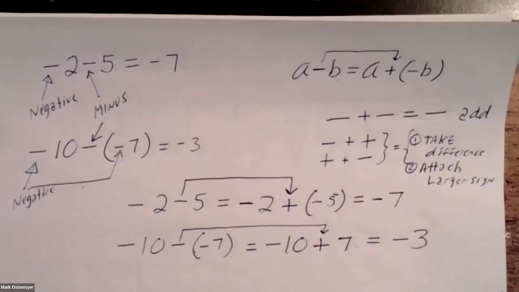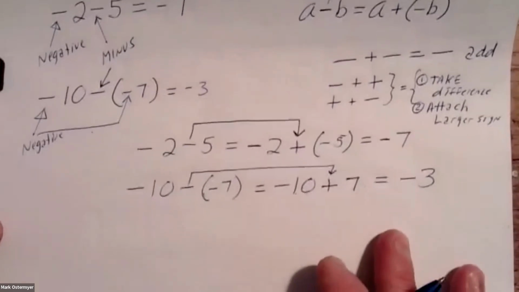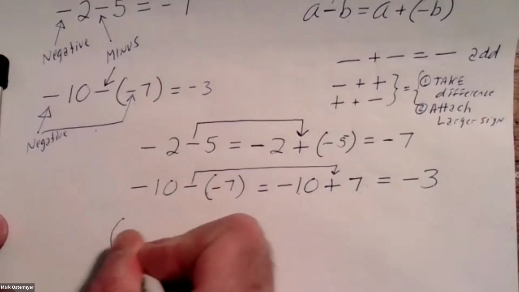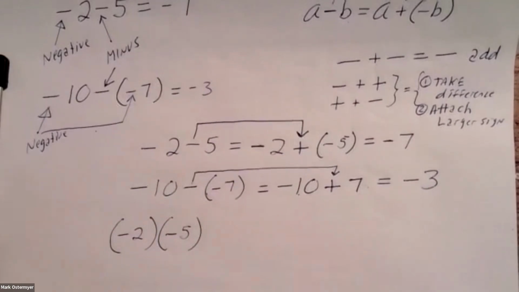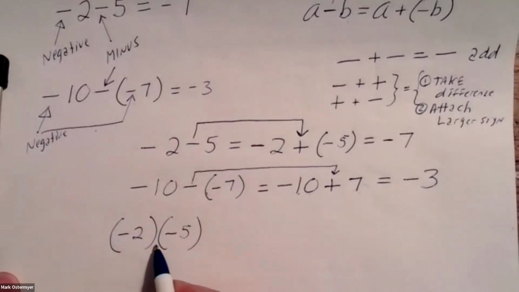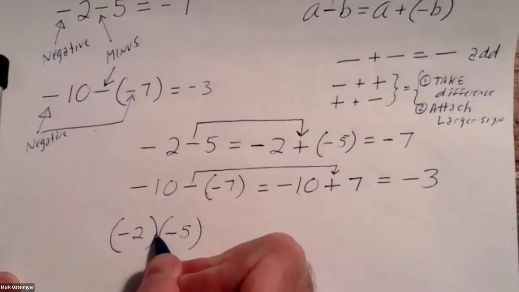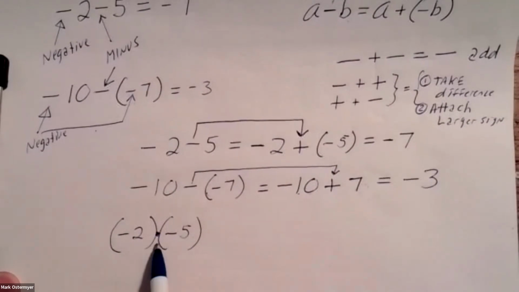Now, we can also multiply and divide signed numbers on our calculator. Like if I take a negative 2 and multiply it by a negative 5. By the way, in between the parentheses here, it's understood it's multiplication. Negative 2 times a negative 5. That's how we read this expression. We're multiplying a negative 2 by a negative 5.